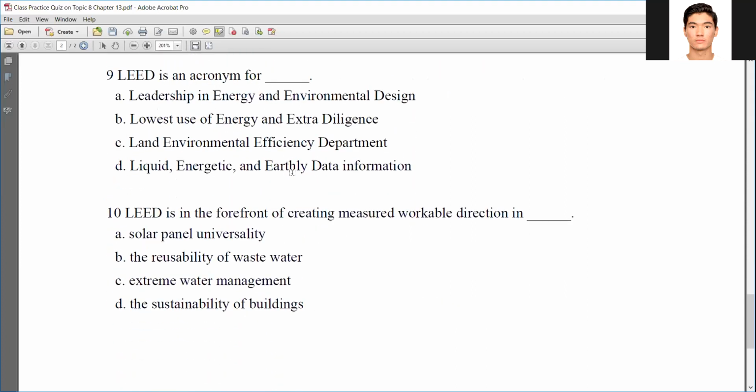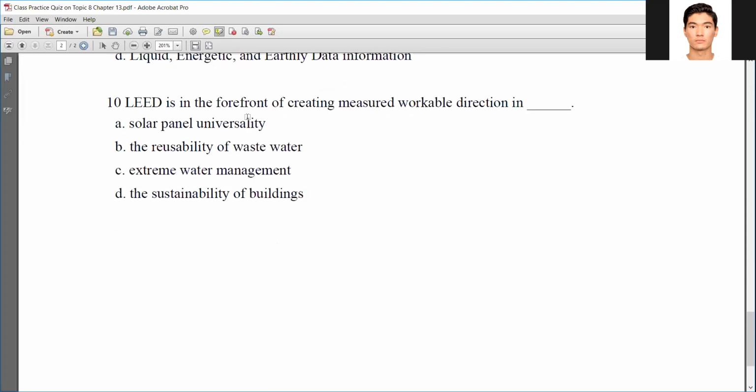Okay, next is number 9. LEED is an acronym for: A, leadership in energy and environmental design. And the other acronyms are lowest use of energy and extra diligence. Yeah, that's also funny. Land Environmental Efficiency Department. That's weird. Liquid, energetic, and earthly data information. So the first one is correct: leadership in energy and environmental design, LEED.